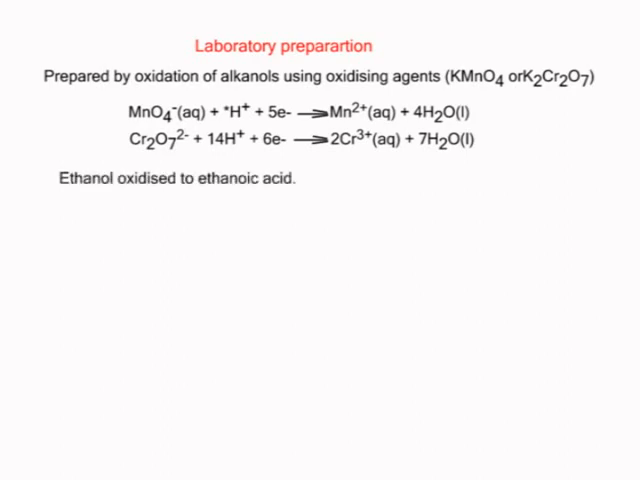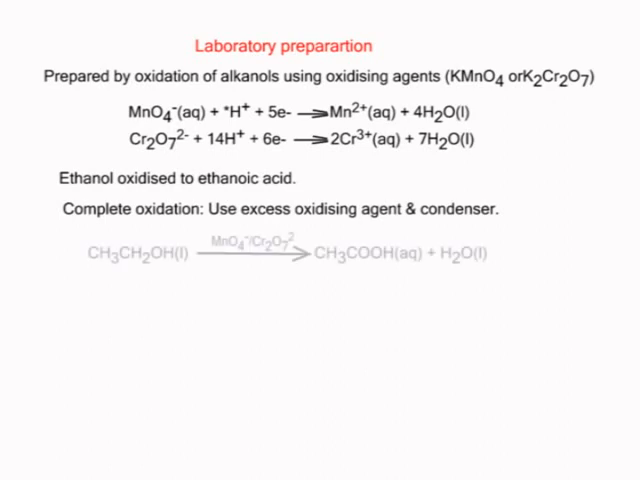Now, to ensure complete oxidation occurs, excess oxidizing agent and a condenser are used. The condenser ensures that any vapor escaping is condensed back into the flask for further reaction. The equation for that reaction can be shown here.